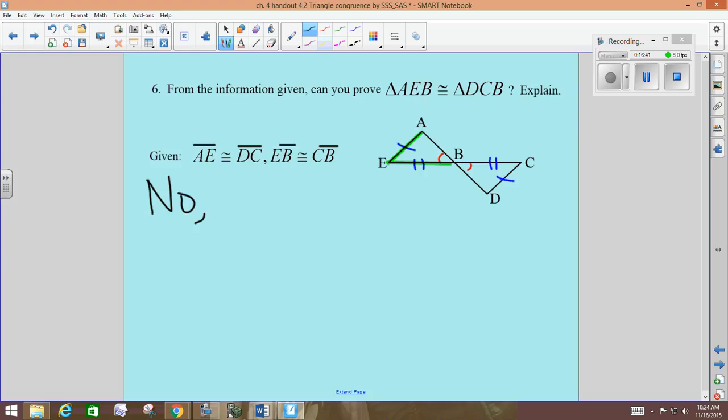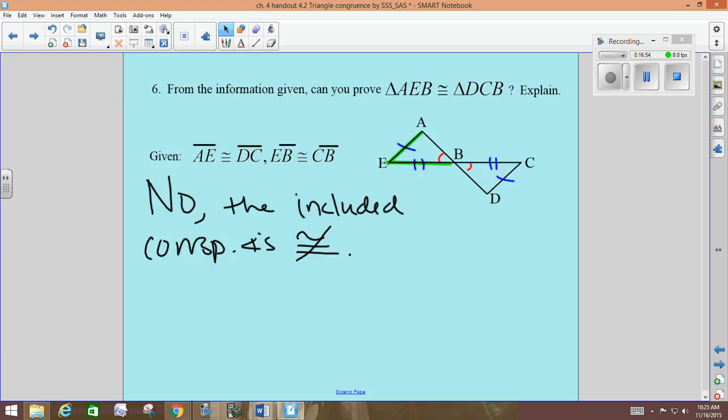Explain? We'll say the included corresponding angles are not congruent. We need those included angles to be congruent to each other. And it's definitely not side, side, side, because we don't have all 3 sides.